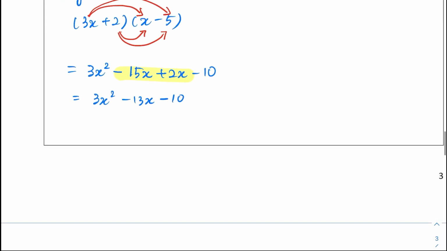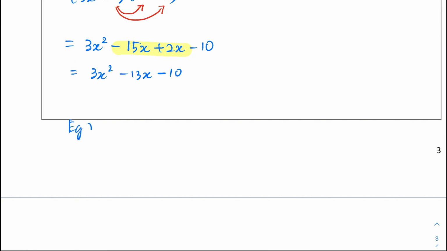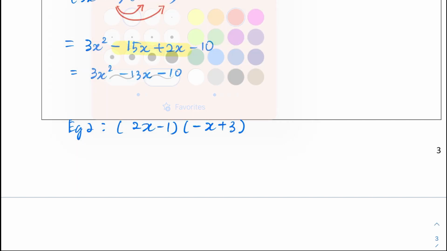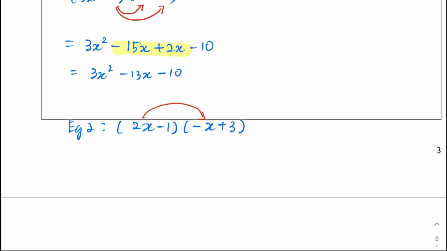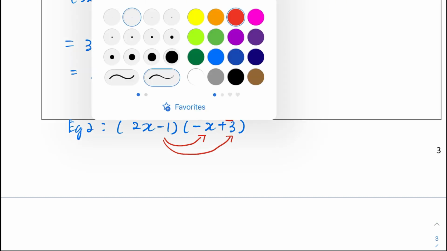Okay, let's look at another example. Example 2. So supposing now I have 2x minus 1 times negative x plus 3. Again, let's use the distributive law to do this. So we will distribute 2x to negative x and 2x to 3. Then we will distribute -1 to -x and -1 to 3. So what answer would we get here?